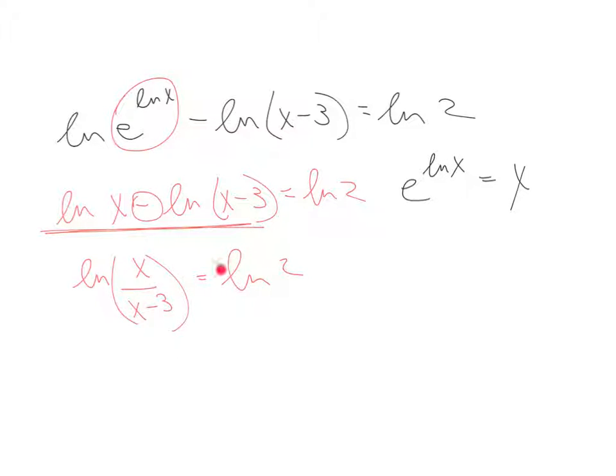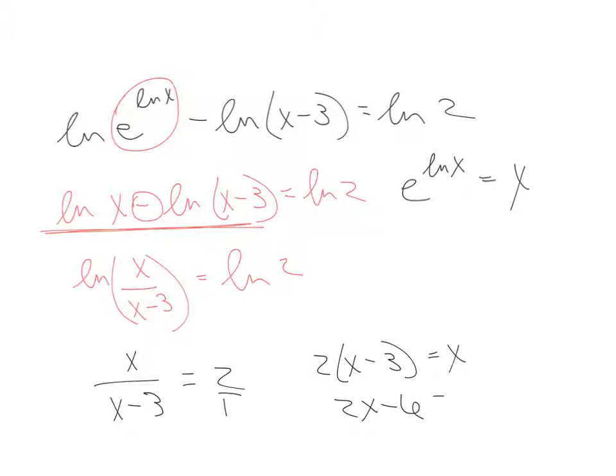Now right here, remember I have an ln on both sides, which means I can make them go away. Okay, and then I cross multiply. So 2x minus 6 equals x, and I get 1x minus 6 equals 0, and therefore x equals 6. And that's my answer.